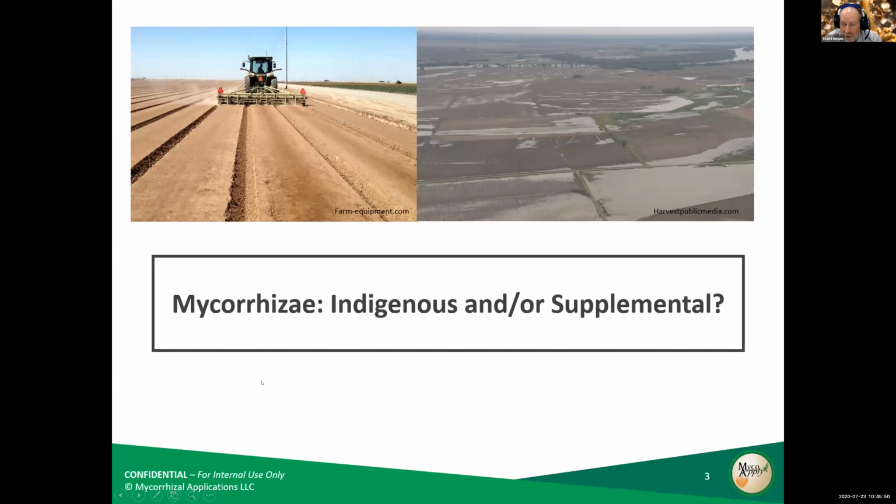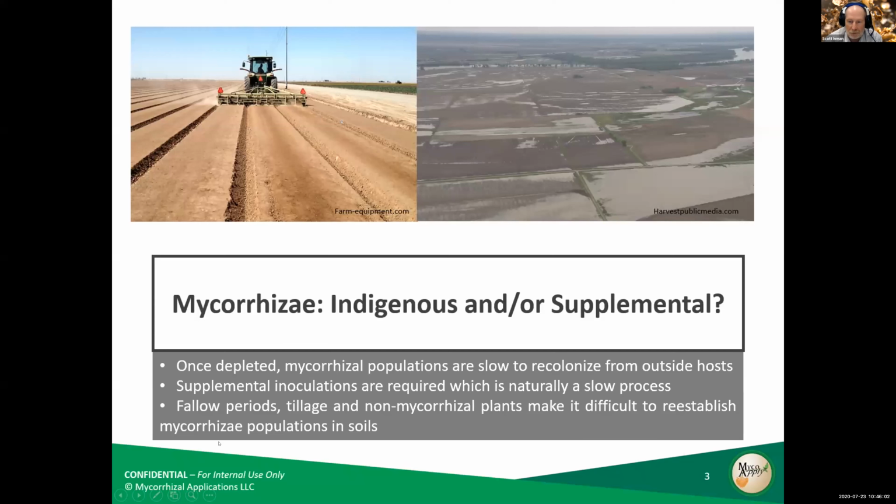First, the question, when talking about mycorrhizae, is it present in the soil? There are a lot of organisms in the soil. The key thing about mycorrhizae is that once it leaves the system, it's very slow to come back. So there's a lot of discussion about whether there is mycorrhizae in soils. The key here is that you're going to have to inoculate once it leaves the system.